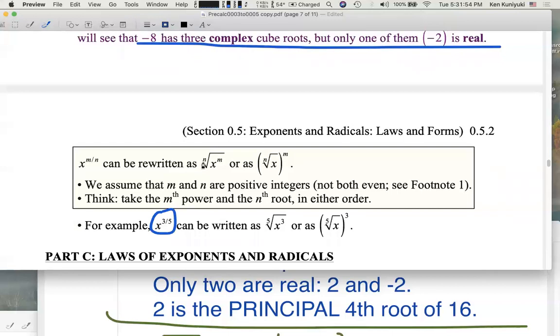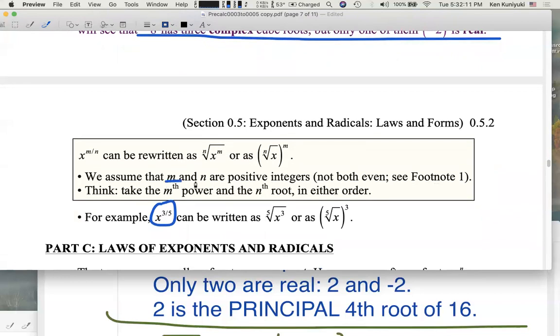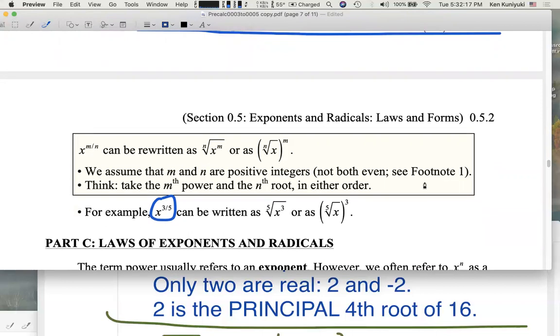You can take the nth root of x to the m. So you basically take the power first and then take the root, or you can take the root first, take the nth root of x, and then raise it to the mth power. Okay, I'm assuming that m and n are positive integers, and they're not both even, because that's kind of a weird case. My footnote discusses that. Don't worry about the footnotes.